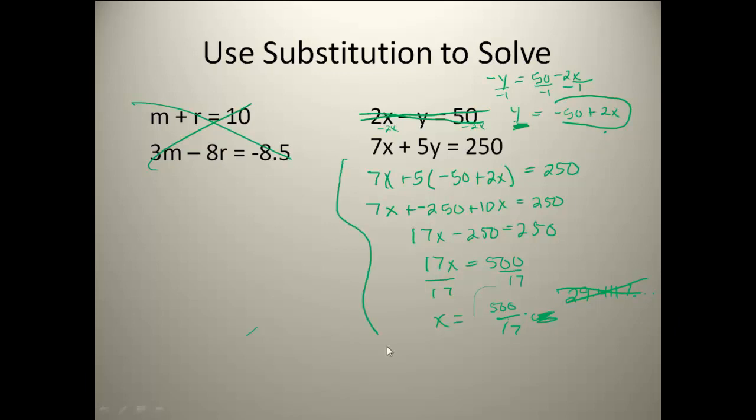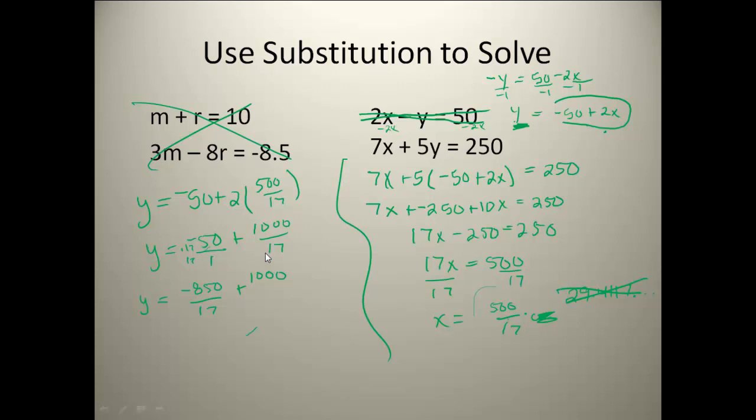So now I'm going to plug it back in and see what my y is. So y is equal to negative 50 plus 2 times, and I plug in my x here, 500 over 17, and then I can solve that out. Now remember, in order to add fractions, you have to have a common denominator. Well, my common denominator for this one would be 17, so I need to multiply the top by 17 and the bottom by 17. So I'm going to have y is equal to negative 850 17ths, because that's what negative 50 turns into, plus 1,000.